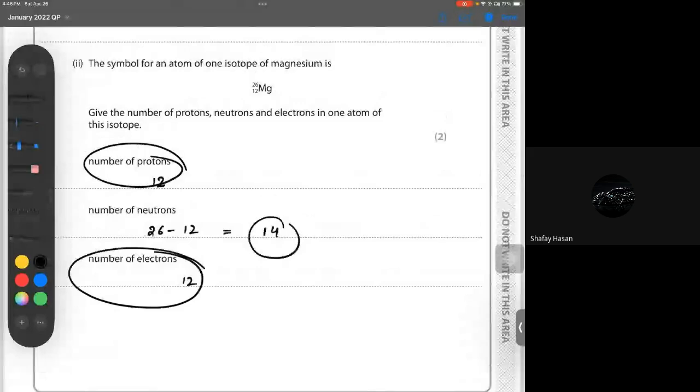We are going to do a comparison between the two atoms of the isotopes, like magnesium-24 and magnesium-26. You would see that the proton and electron numbers would be the same and the neutron number would be different.